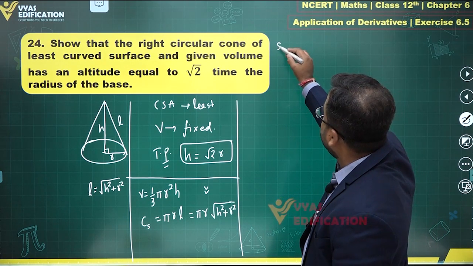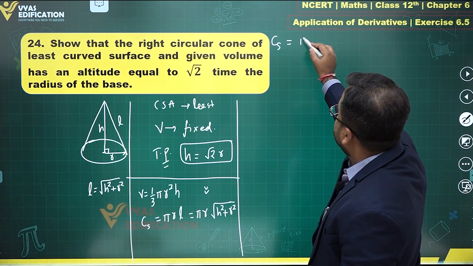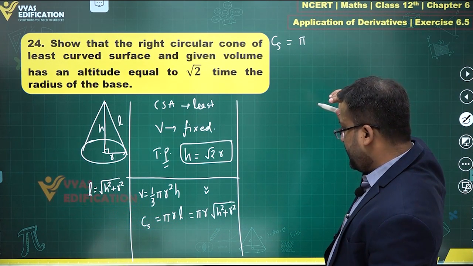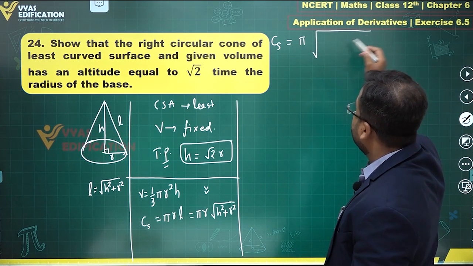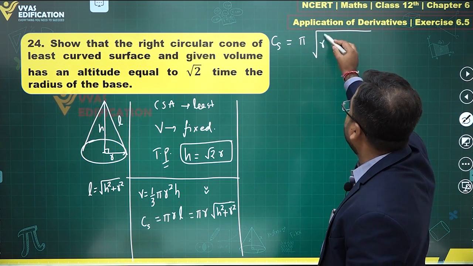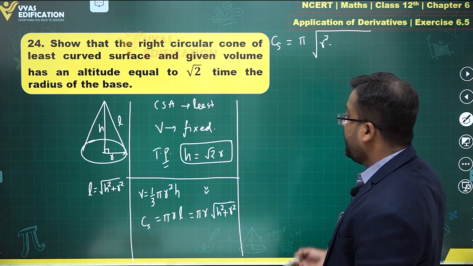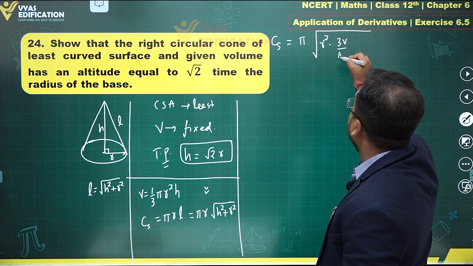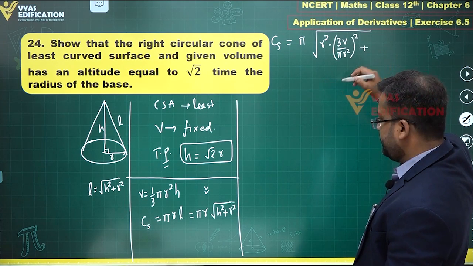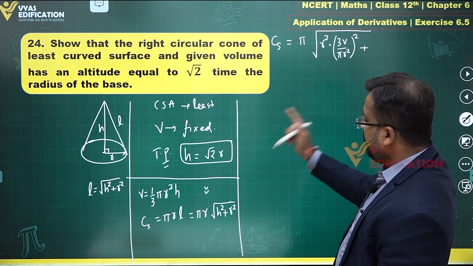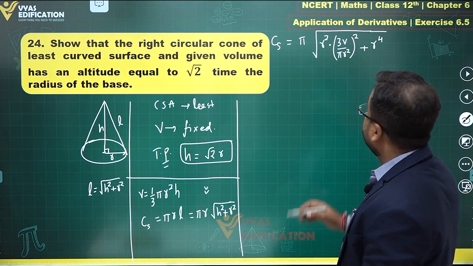Let's see, this is curved surface area. What is that? Equal to pi times under root r square h square plus r power 4. Let's take this r square in the under root. This will become r square h square, and h square will be (3V upon pi r square) whole square. Plus, r square is already there, one more r square, it will become r power 4. This is what you will get. Okay, huge quantity in the under root.